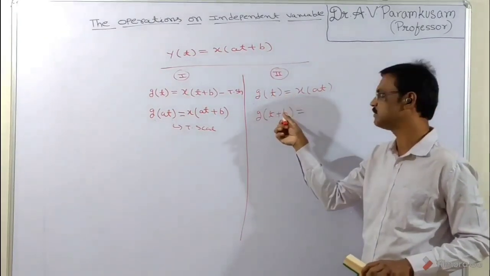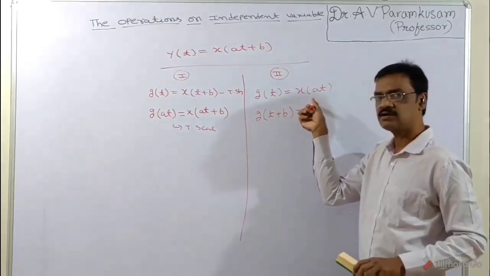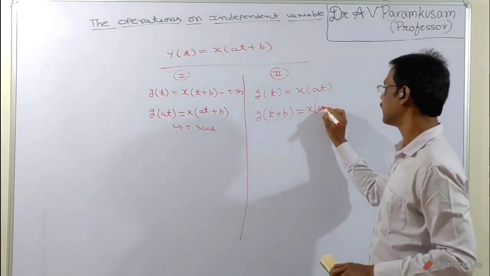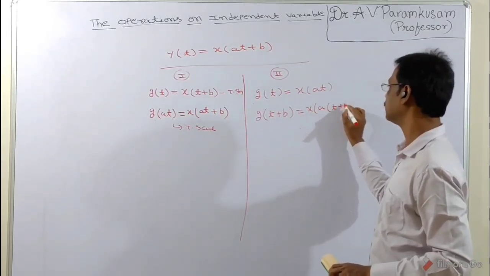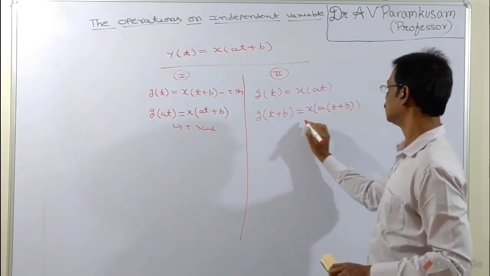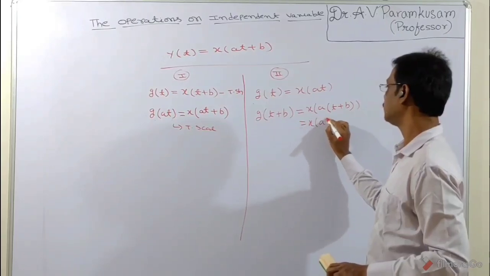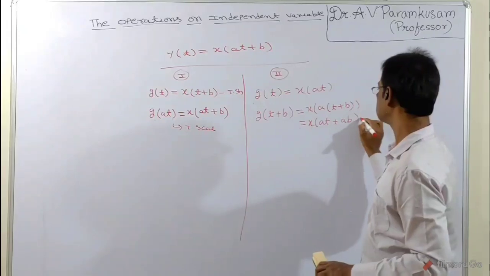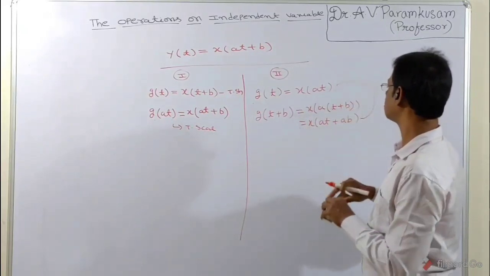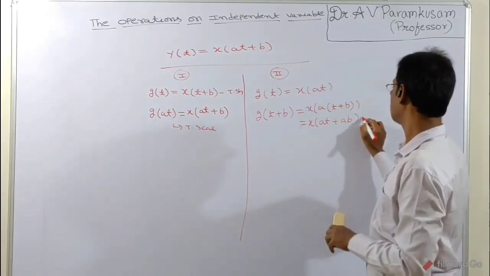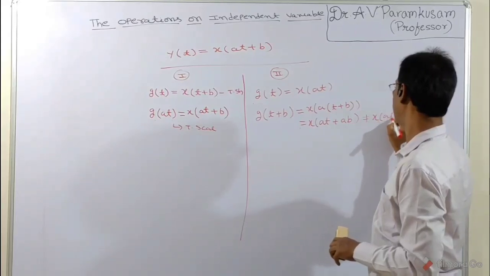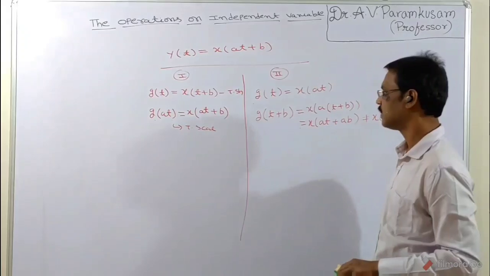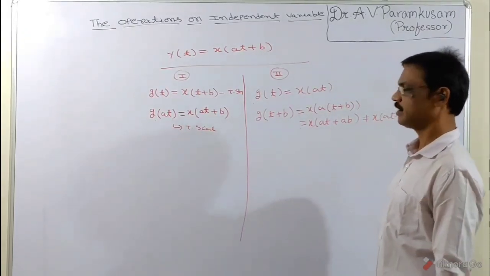In place of t, t plus b is there. So in the right side also, in place of t, you write t plus b. Then this is equal to x of a into t plus b. This is equal to x of a t plus a b. So this is not equal to x of a t plus b. So this procedure is wrong. Then how do you get x of a t plus b?